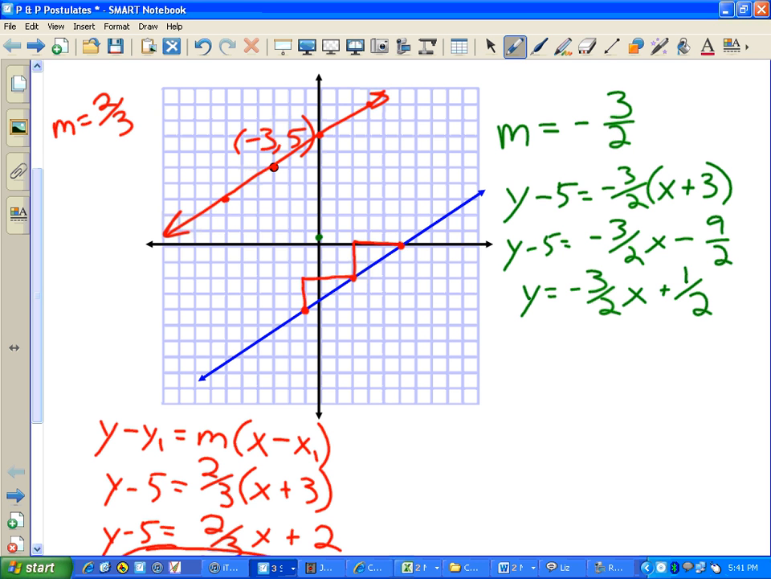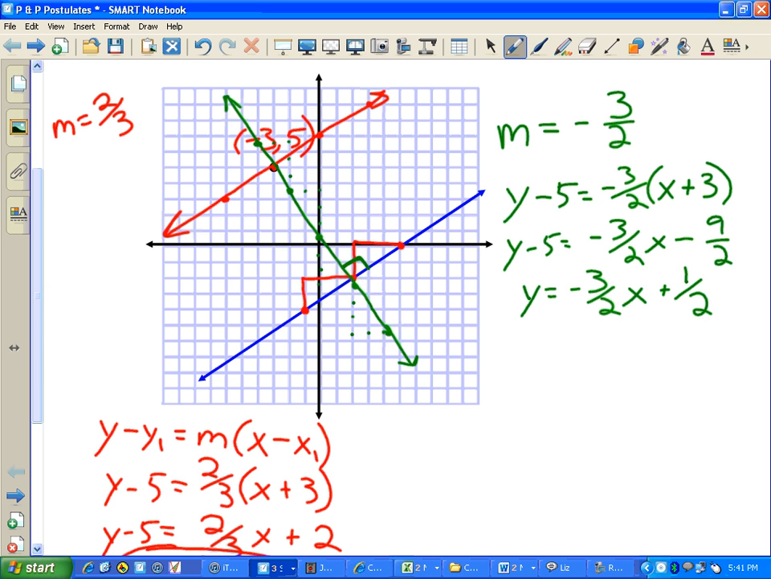And I'm going to go up 3, back 2. 1, 2, 3, back 2. Okay, or I can go down 3. 1, 2, 3, right 2. Down 1, 2, 3, right 2. Okay, so I get this green line, which is perpendicular now.